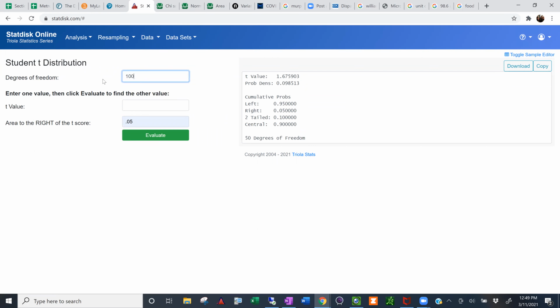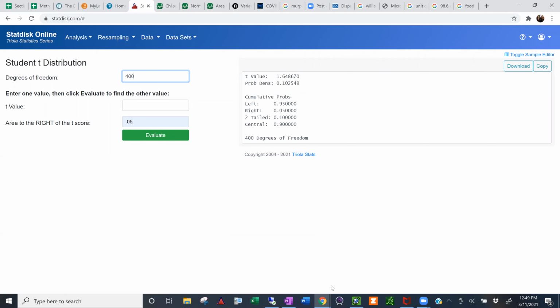Go up to 100. Again, you're getting really, really close. You'll never actually get there because we can't go to infinity, but you can get as close as you like. Yeah, that's pretty close. That's really close. Okay, so finding the t-value is going to be one of the things we're going to have to do there.